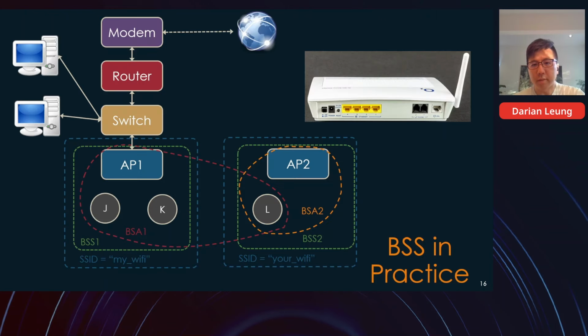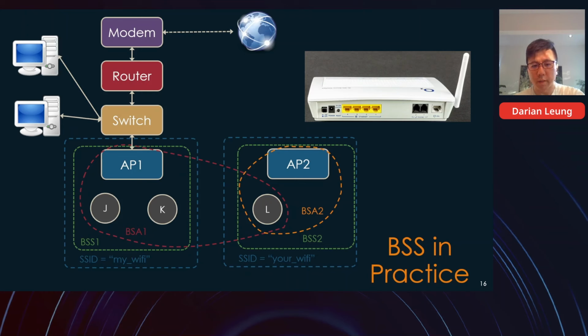So, what does a BSS look like in practice? In this example, we have two adjacent apartments, each with their own Wi-Fi networks. Because they're each their own networks, they have their own SSIDs, and each network contains a BSS. You'll notice some overlap between BSA1 and BSA2. This is why you can see your neighbor's Wi-Fi networks.